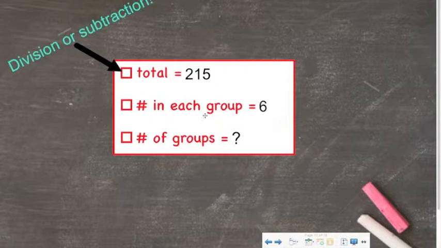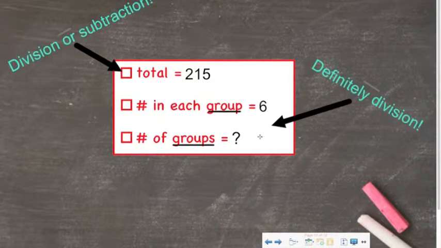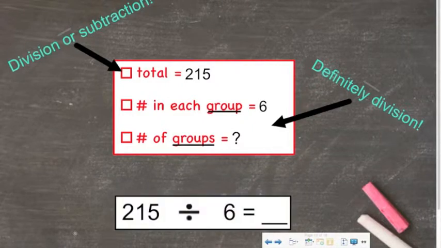The other piece of information I know is that we hear something about groups in this problem, right? So I'm automatically thinking I'm definitely going to use division, because when I'm thinking about subtraction, I don't really talk about groups that much, right? So I'm already thinking, okay, I'm going to set up my equation. So I need to have my total, 215, divided by 6, which was the number of donuts in each group.